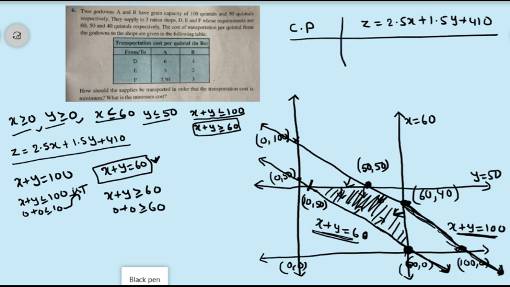So that is the corner points. Now the first corner point is (60, 0), another corner point is (60, 40), one more corner point is (50, 50), and the last corner point is (10, 50).